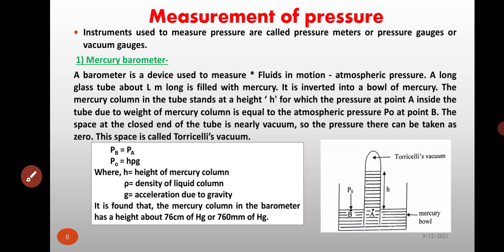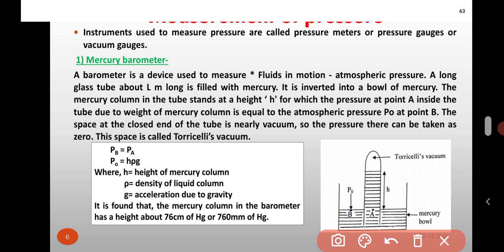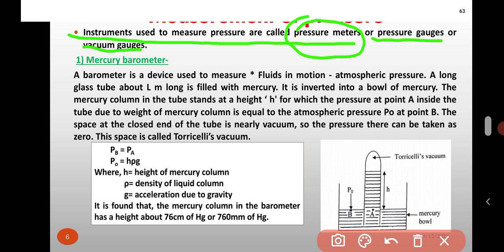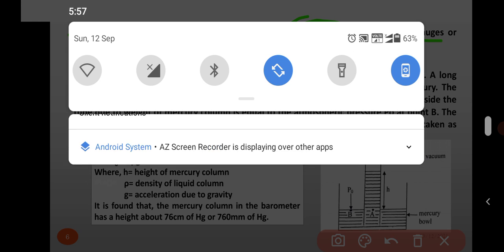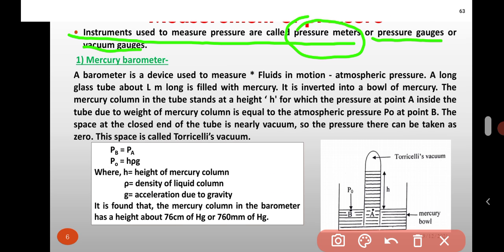Next topic, measurement of pressure. Instruments used to measure pressure are called pressure meters, also called pressure gauge or vacuum gauge. For measuring pressure, we use pressure meters, pressure gauge or vacuum gauge.